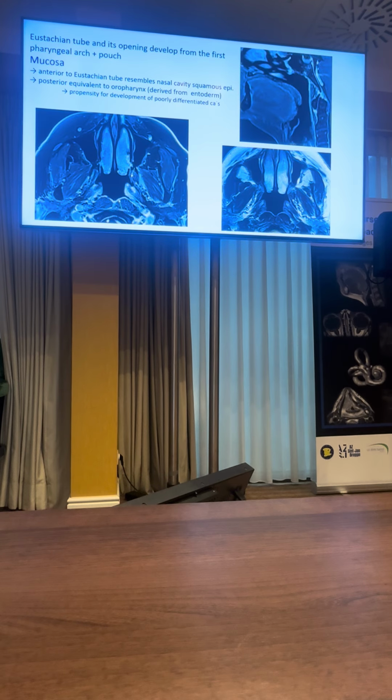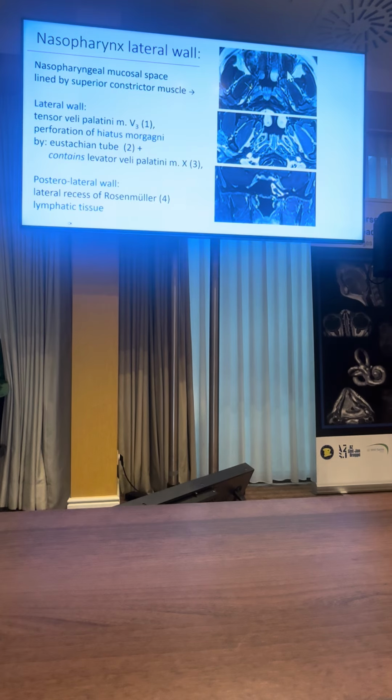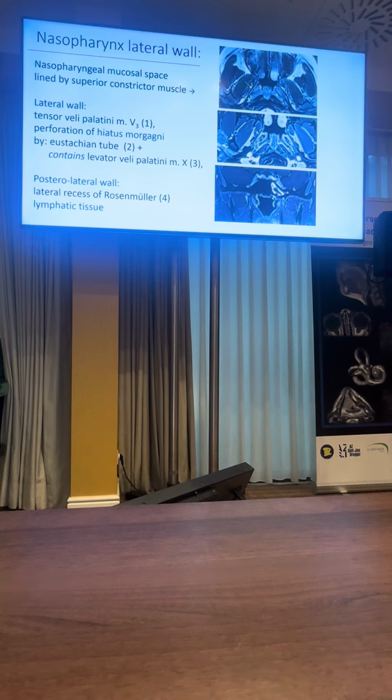So that is a difference. Again, on the sagittal image, you see the roof of the nasopharynx, you see the basisphenoid, the basiocciput, and the floor of the sphenoid sinus. Let's look at the lateral wall.